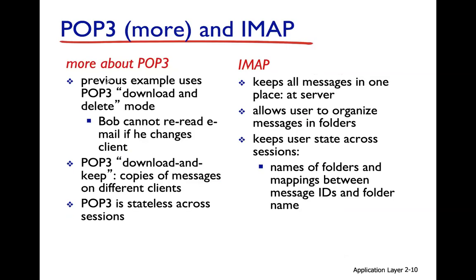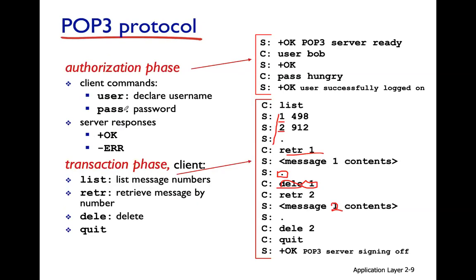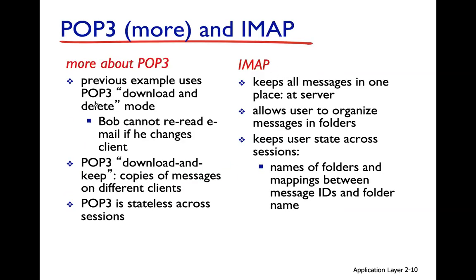So let us talk about POP3. Based on this example, this is the POP3 download and delete mode. The receiver cannot reread the email if he changes the client. So you go to another client, you cannot use it and you cannot check anymore. So POP3 also offers an option called download and keep. It will keep it at the server side, but it just makes a copy and delivers the message to different clients.